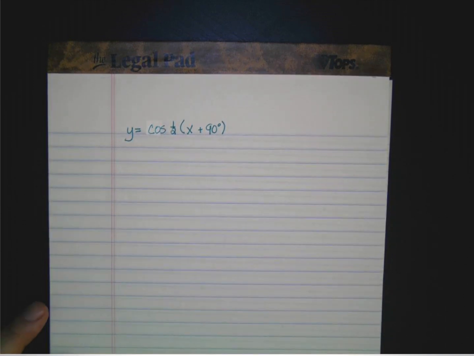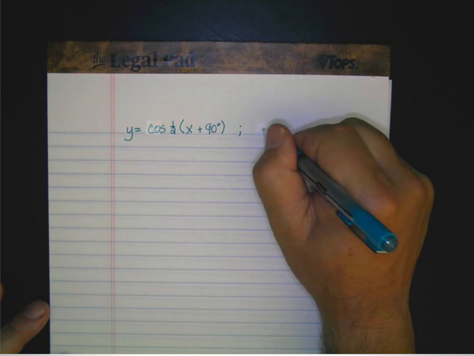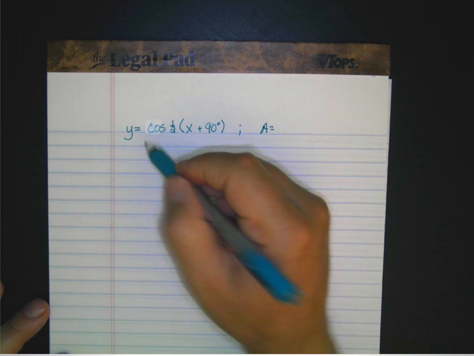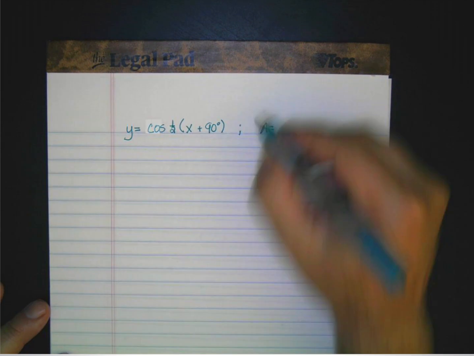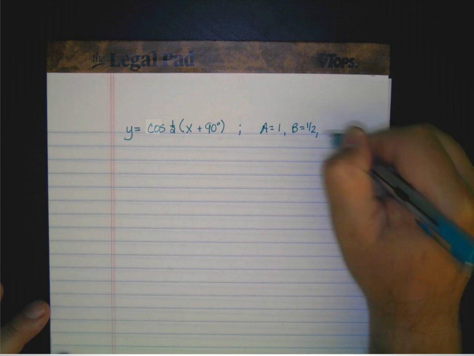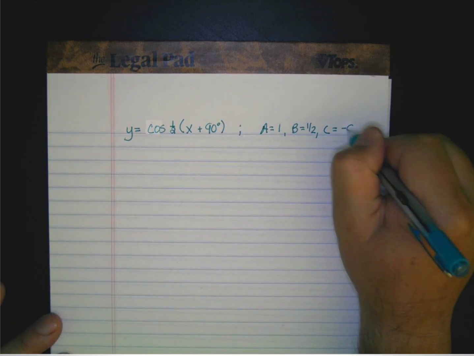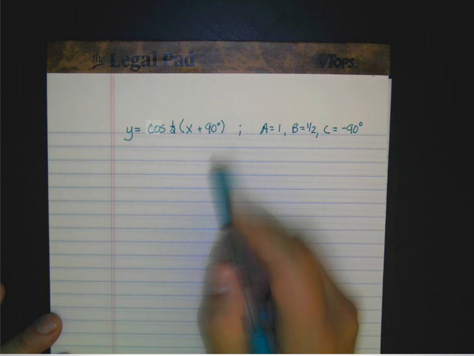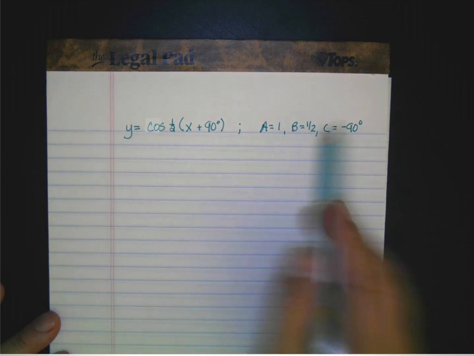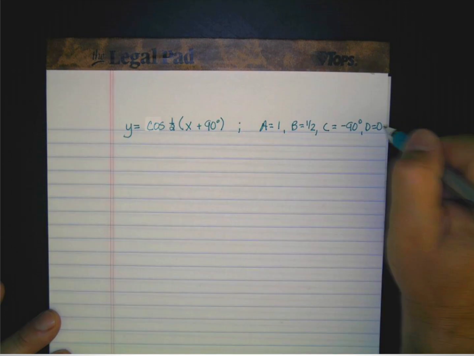All right, so let's do this. So in this case, a is going to equal, well, there's nothing there. It can't be 0 or the whole thing would be 0. So a is 1, b is 1/2. Careful here, c is negative 90, just like we've been doing all year long. We're solving for x, you get negative 90. And I didn't leave any room for d because it's a 0 again.